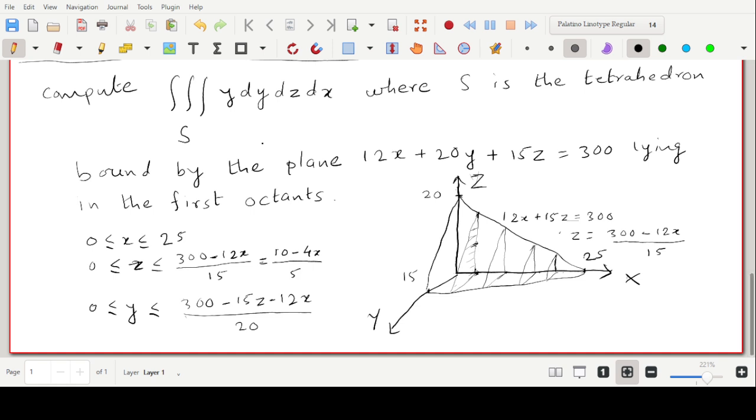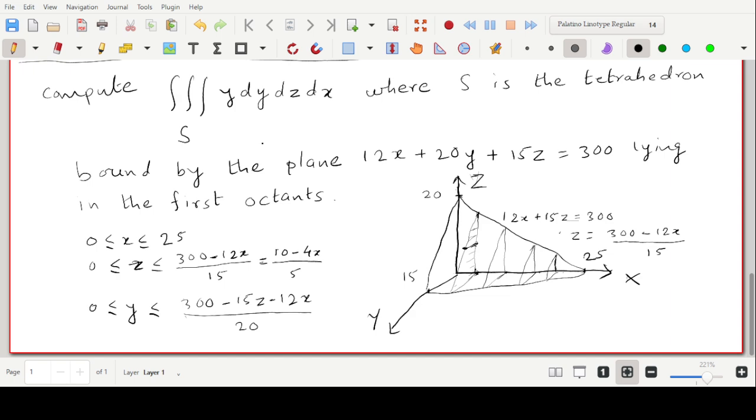So for this point, the maximum value that y can take is this. As soon as y takes a value greater than that, it will go beyond this, because the value of y is restricted by this equation. Alright, so therefore for every such x and every z that satisfies this inequality, y must vary from 0 to this.